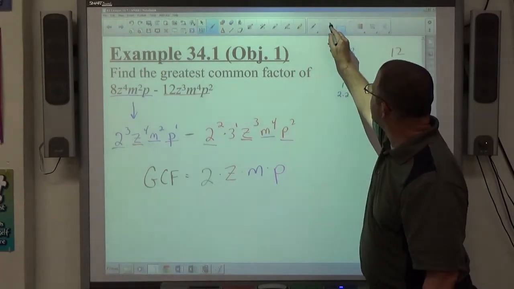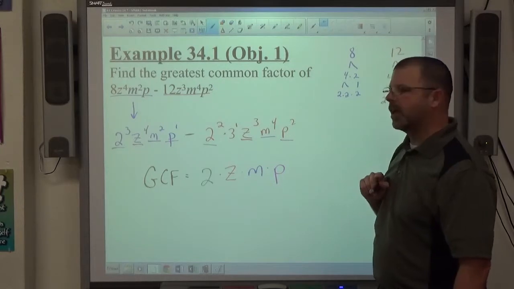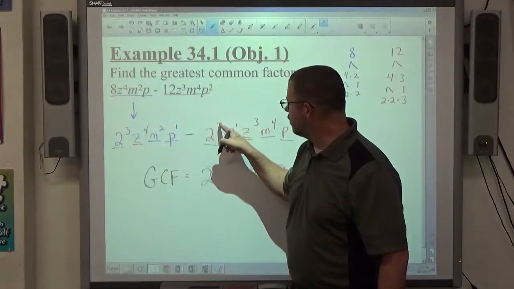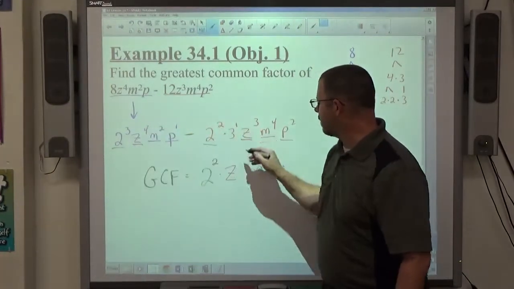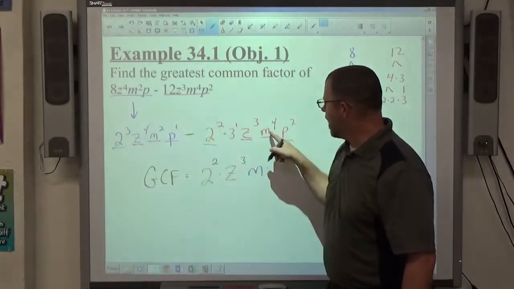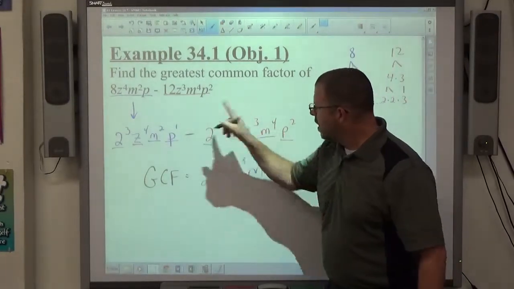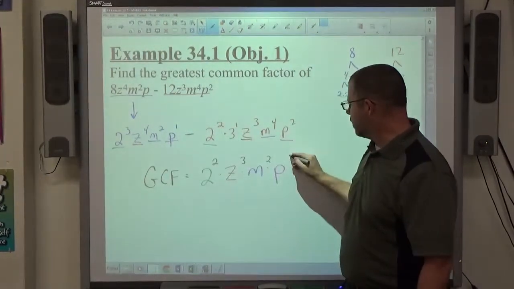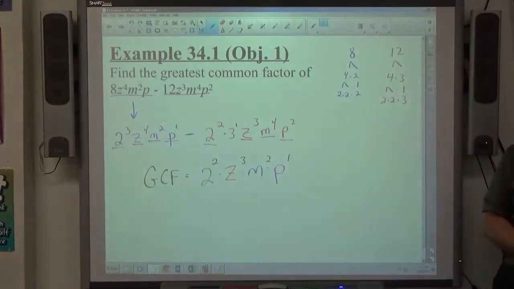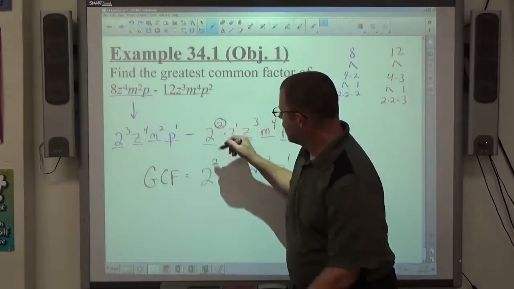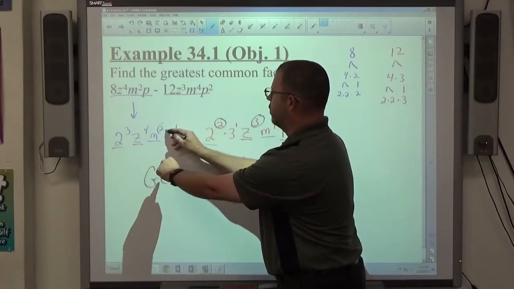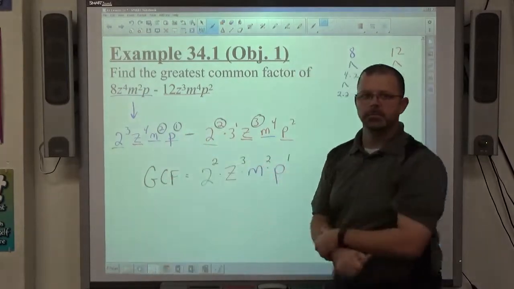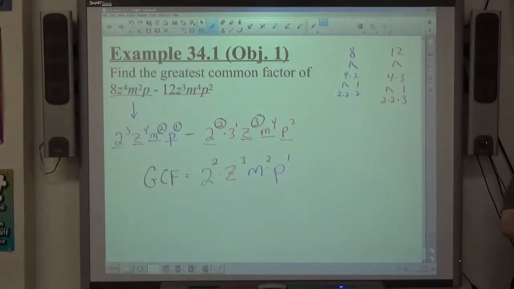Then step 3 asks us to find the smallest power for each thing. So here are my 2s. My choices are 3 and 2. I'm going to take the 2. Here are my z's. My choices are 4 and 3. I'm going to take the 3. For m, 2 and 4. I'll take the 2. For p, 1 and 2. I take the 1. So in each case, between the 2s, 2 is the smaller power; between the z's, 3 is the smaller power; between the m's, 2 is the smaller power; between the p's, 1 is the smaller power. Once we've established the smallest power of each one, that is the greatest common factor.